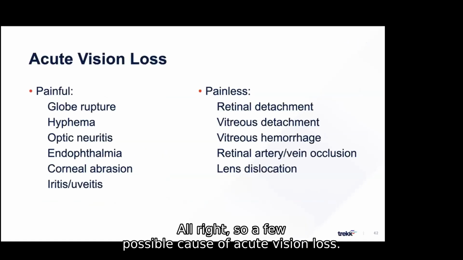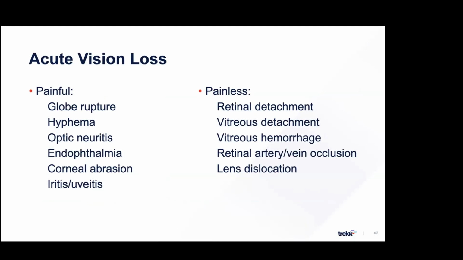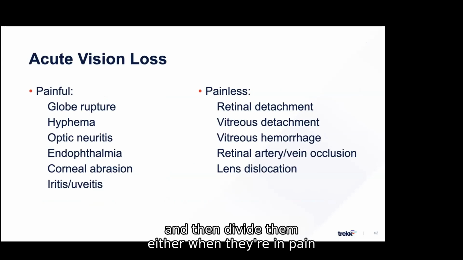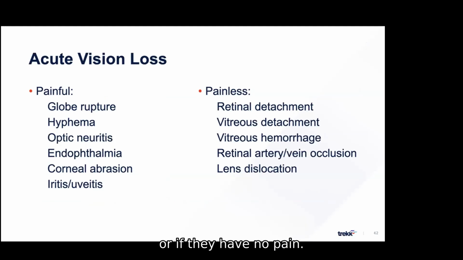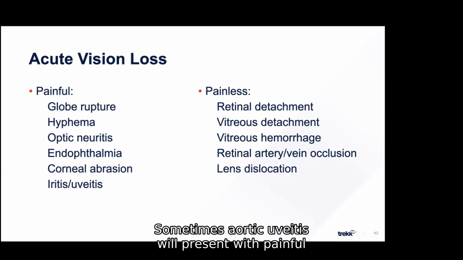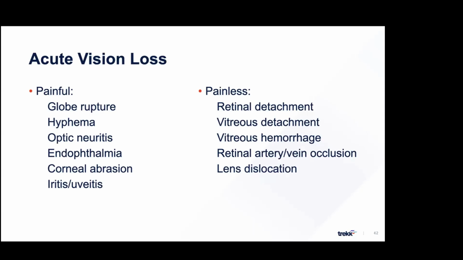All right. So, a few possible causes of acute vision loss. It's a differential you want to go through in your head when somebody presents with acute vision loss. You want to divide them into those who are in pain and those who have no pain. Those who have painful vision loss, you want to suspect really trauma, such as globe rupture, hyphema, corneal abrasion. Sometimes iritis, uveitis will present with painful vision loss, optic neuritis, endophthalmitis as well.